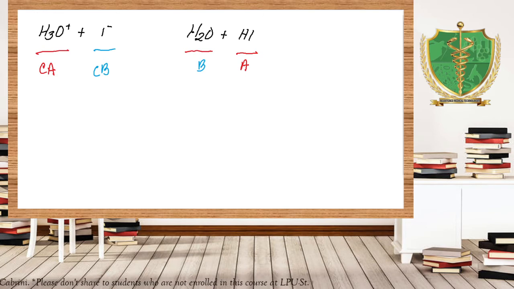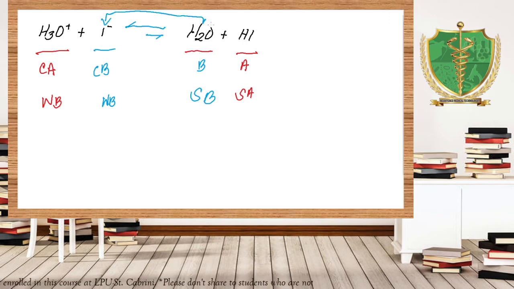Now the question is, which is a strong acid? Is it hydronium or hydroiodic acid? Definitely, this is our strong acid. This is our weaker base. Having said that this is our strong acid, this is our strong base, and this is our weak base. So, pasan tayo ngayon? To the left, no? To the left po yung ating line. So, it will be like this. So, we are going to the left.